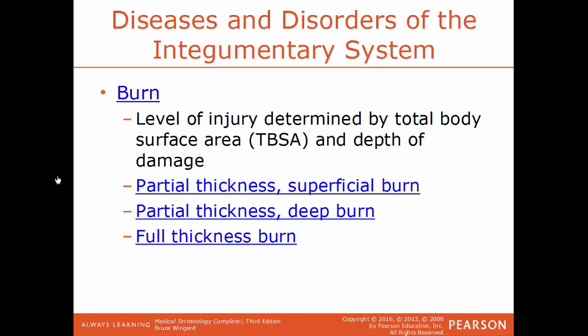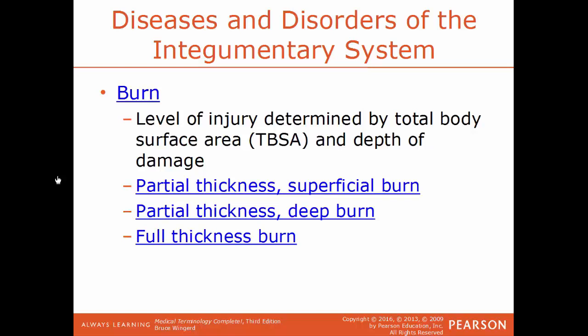And the last one on here, a full thickness burn, also known as a third degree burn. These are very, very serious, because these include all of the epidermis, all of the dermis, and even some of the hypodermis layer. At this point, the skin will become charred, like you would see on a piece of meat, like on a steak, for example. And there's usually no pain involved here because the nerve endings have been damaged, so the person doesn't feel pain.